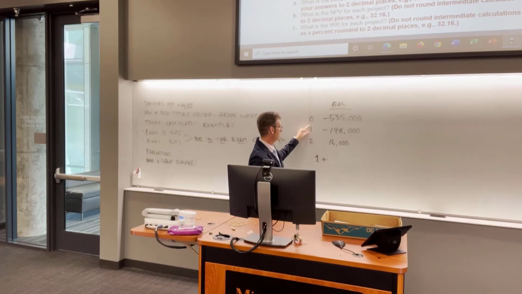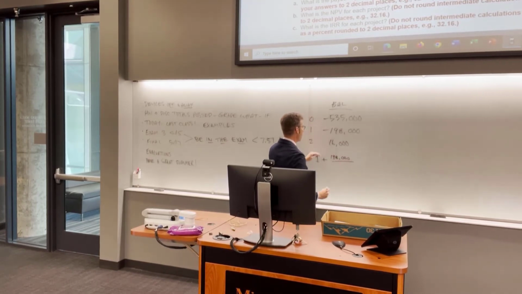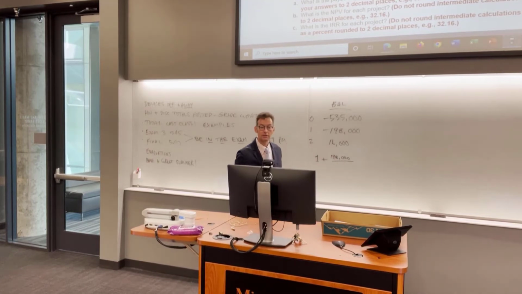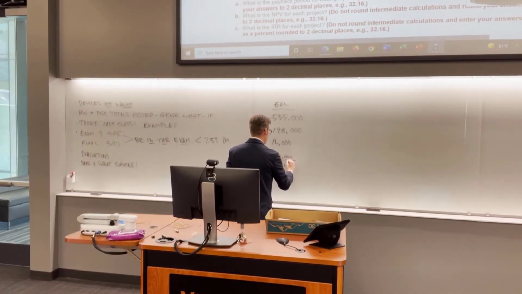And then we're going to add the remaining amount that we owe, and we're going to make it a positive. We still owe 198,000. We're going to divide that by the amount of money we're receiving in the next year. How much are we receiving in the next year? 214,000. Can you repeat, please? Okay.